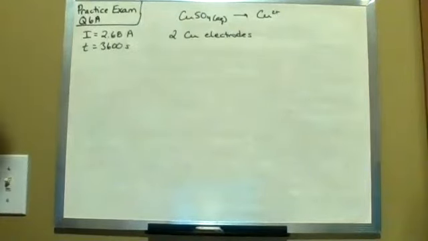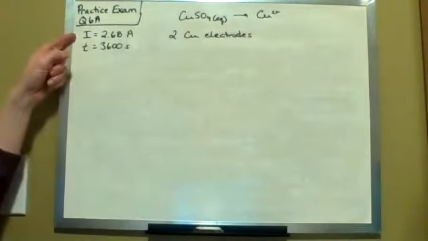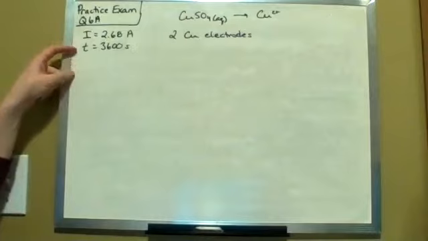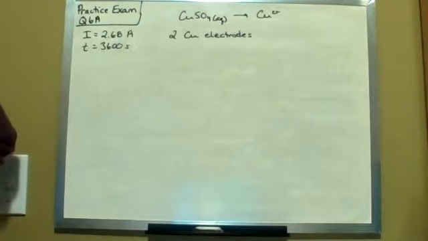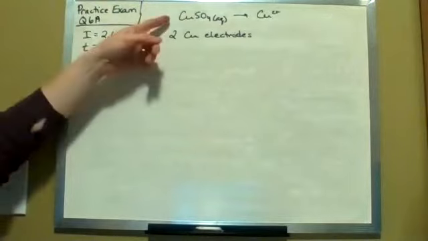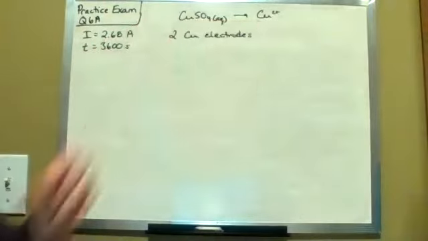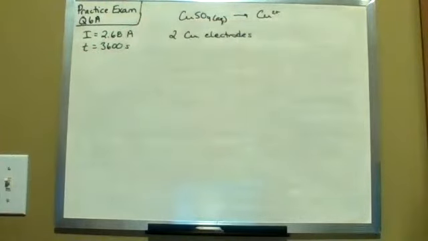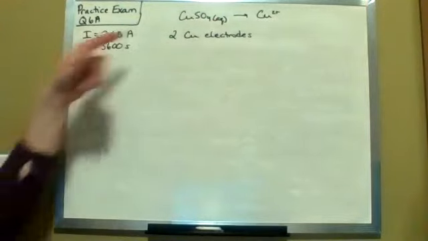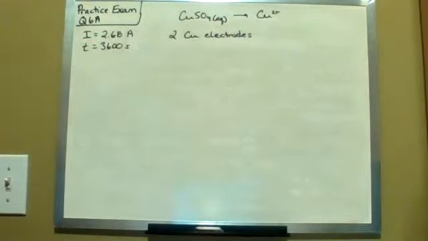This is question 6A of the practice exam. In this question, you're given a current that is passed over a particular amount of time and told that you have a solution of copper sulfate, which breaks down into copper 2+ in aqueous solution, and 2 copper electrodes within your beaker, and you're passing this current between the electrodes. What you want to find out in the end is the change in mass of these electrodes.